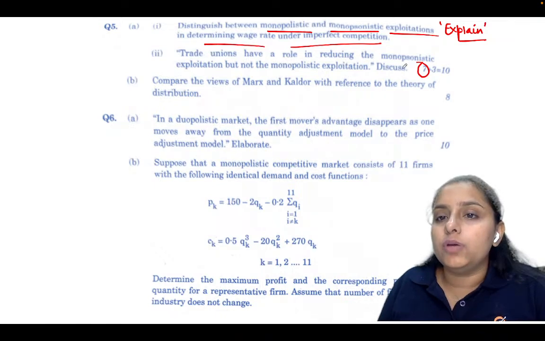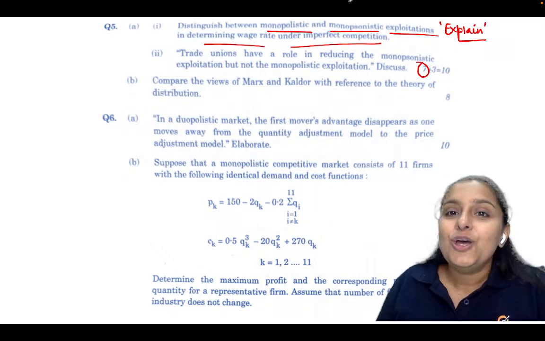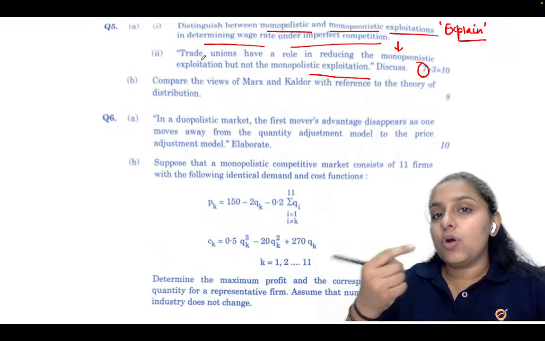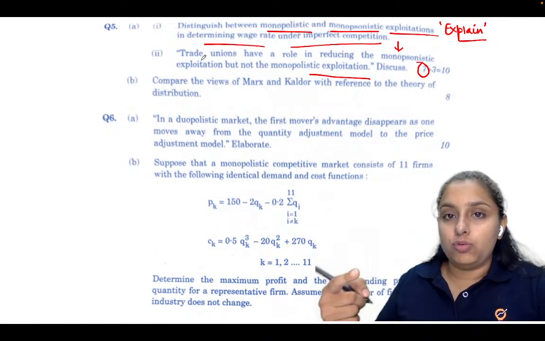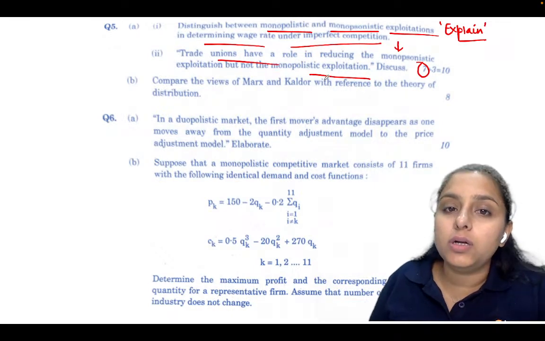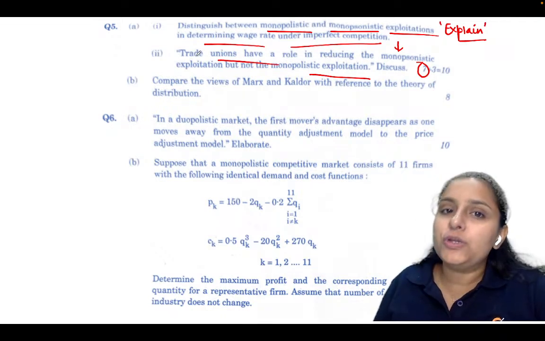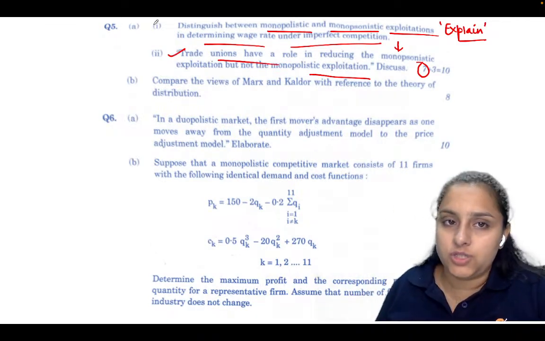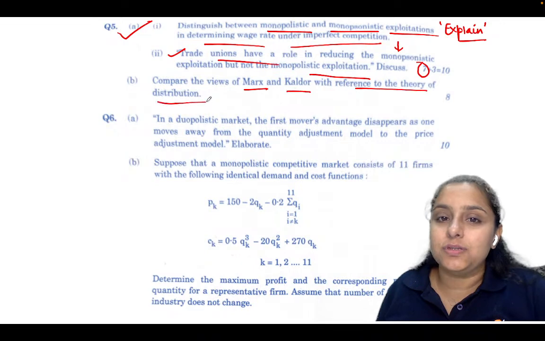Trade unions have a role in reducing the monopolistic exploitation, but not the monopsonistic exploitation discussed. So this is related here. After talking about the wage rate, you have to bridge this gap while coming to part 2. You will be connecting the dots to tell that trade unions cannot just reduce the monopolistic exploitation, whereas they can do it later. It was only 3 marks, so you know how little you have to write. It was entirely on wage determination. So A part secured.